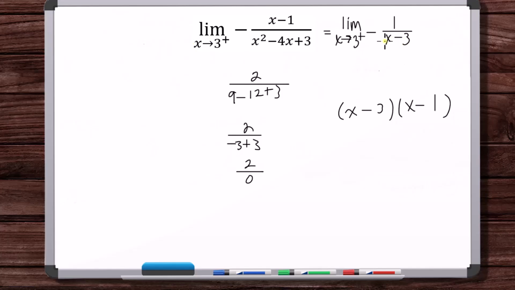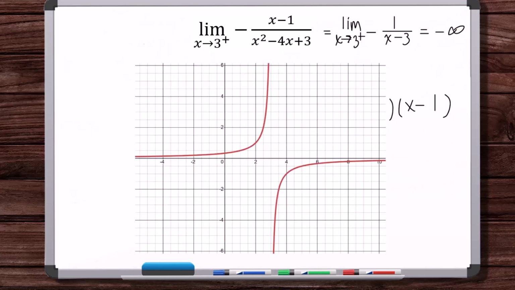Okay, so as x approaches 3 from the right, you're going to have like 3.0001 minus 3, 3.000 with lots of zeros 1 minus 3. So this is always going to be positive in the denominator. 1 is always positive, so 1 divided by a tiny positive number is positive infinity, but then we've got this negative out front. So this is going to be negative infinity. And if we look at the graph, as x approaches 3 from the positive direction, the function is going to negative infinity. And you've got this vertical asymptote.